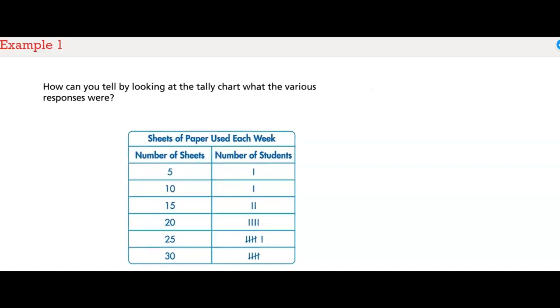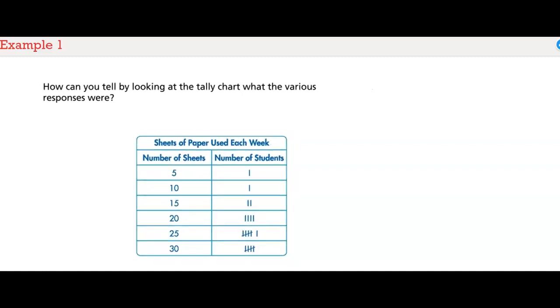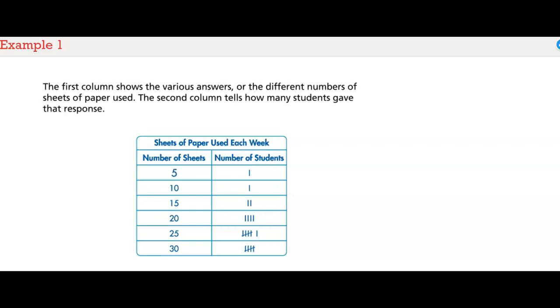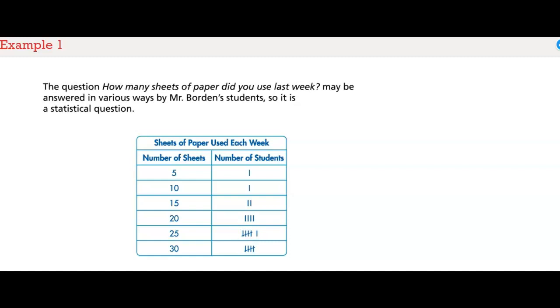How can you tell by looking at the tally chart what the various responses were? The first column shows the various answers, or the different numbers of sheets of paper used. The second column tells how many students gave that response. The question, "How many sheets of paper did you use last week?" may be answered in various ways by Mr. Borden's students, so it is a statistical question.